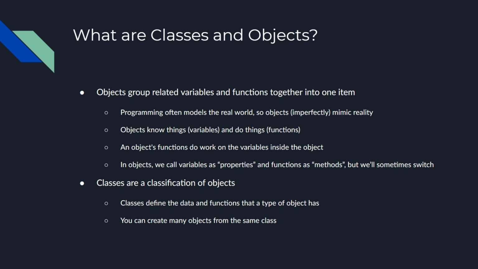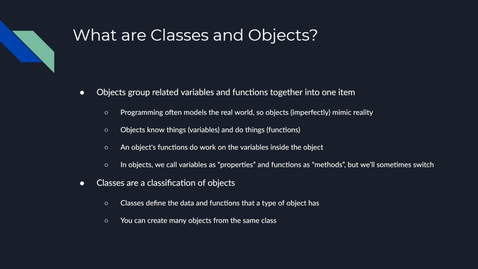And classes, the reason they're called classes is because they're a classification of objects, not classes in like a lesson. A class is a classification. So the class defines the data, basically the variables or properties, and functions or methods that an object has inside it. Okay, so again, the class is like the blueprint. It says what data the object can store and what functions the object can do. The class defines what the object knows and what the object can do.